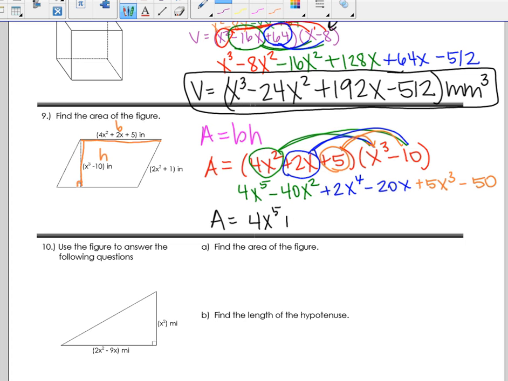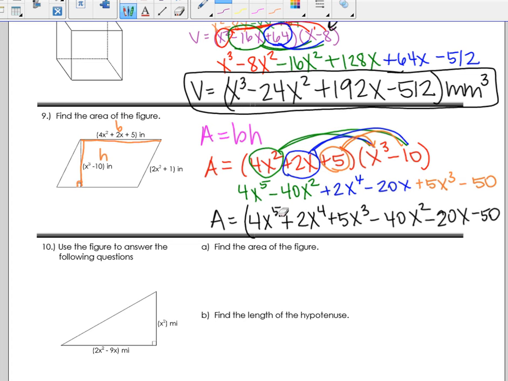There's only 1x to the fourth, so plus 2x to the fourth. And then there's only 1x to the third. There's actually only one of everything. Sorry, as I'm looking at this, I'm realizing that. So plus 5x to the third minus 40x squared minus 20x minus 50.